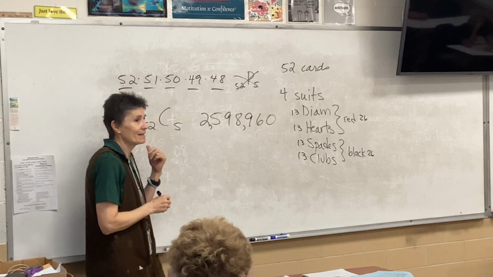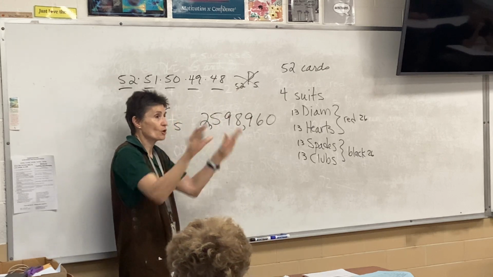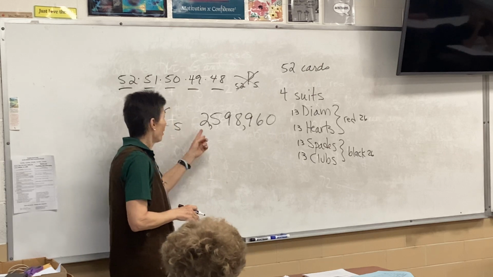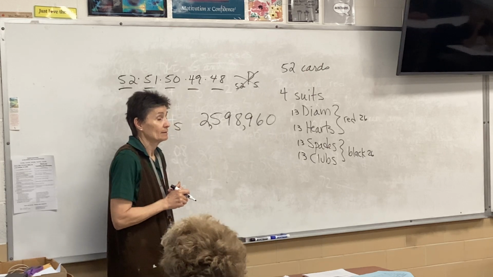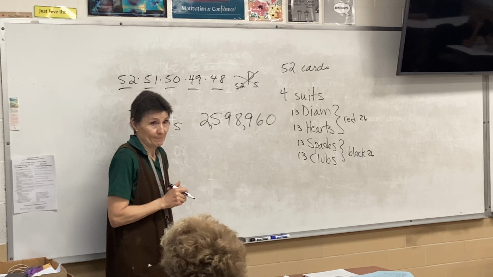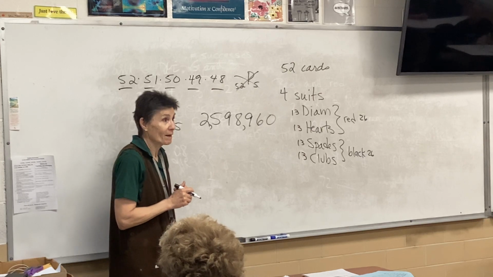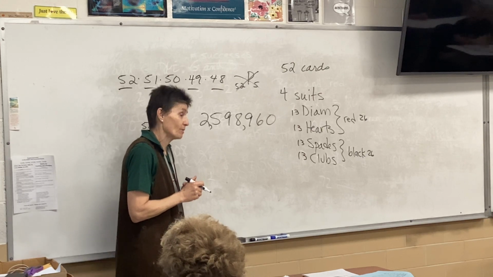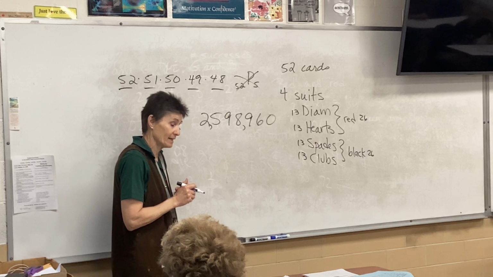How many hands are possible? Total hands possible in the deck are about 2.5 million. It's a lot. Don't bet your allowance on a particular hand, because you're probably not going to get it.